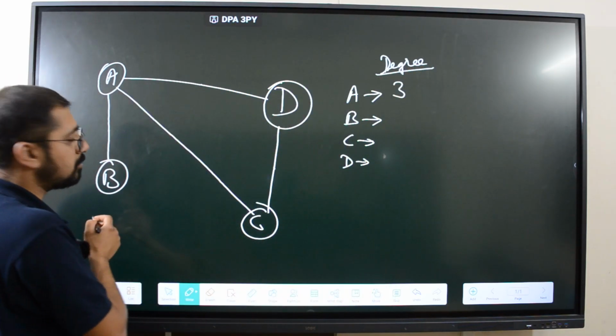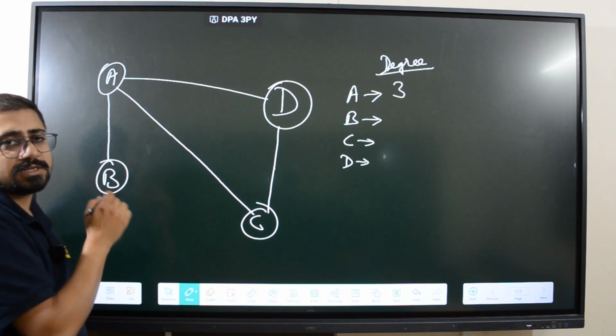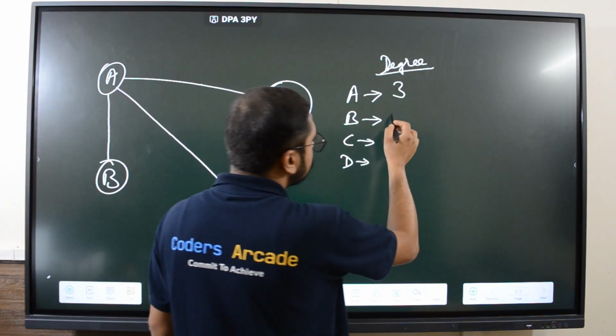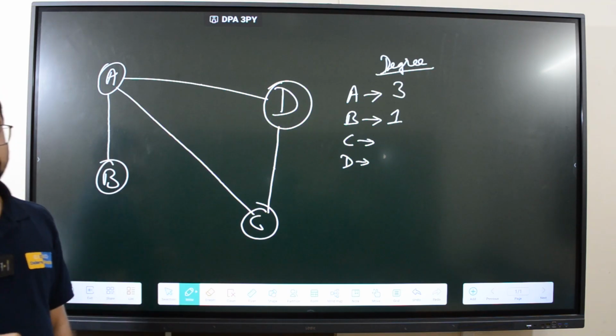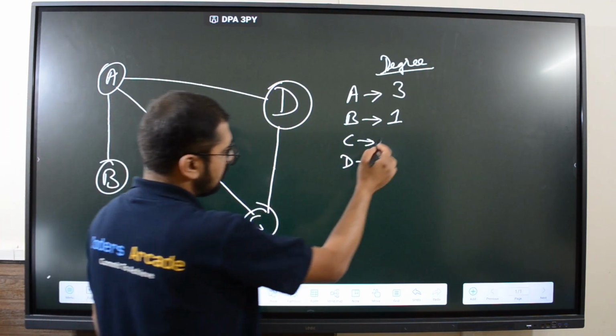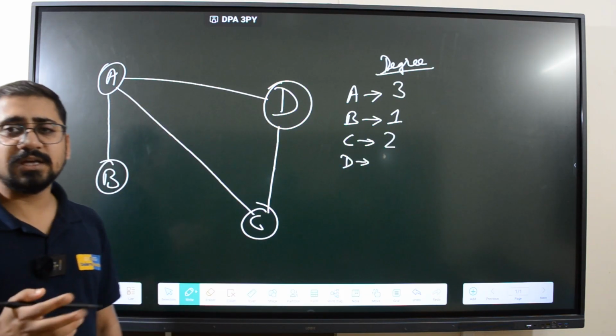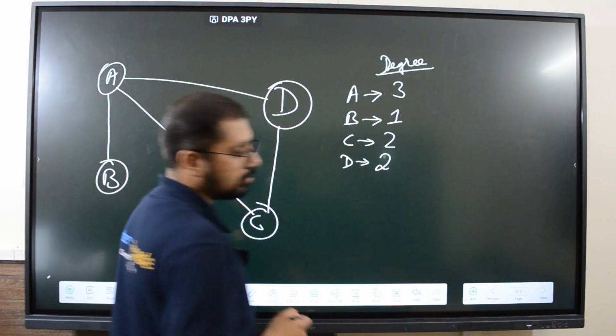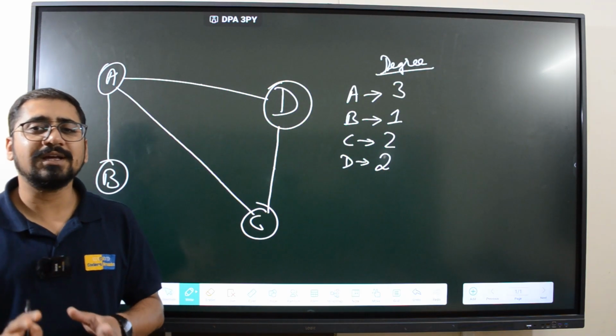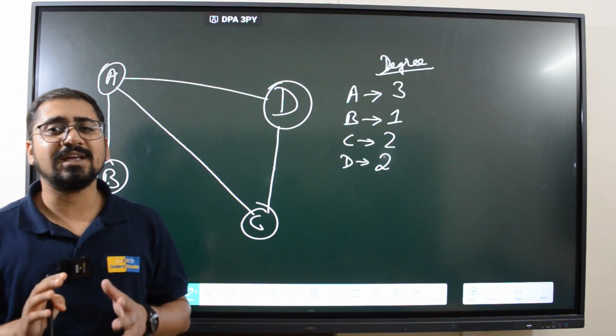Similarly, if I check with B, B has how many edges? B has only one edge, so the degree of B is 1. Then the degree of C: we can see here that there are 2 edges, so the degree of C is 2, and the degree of D is again 2. This is what we call the degree of a node.